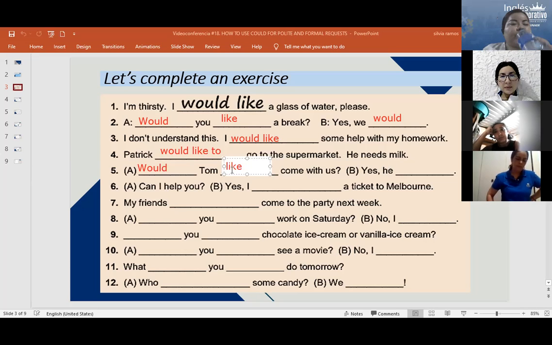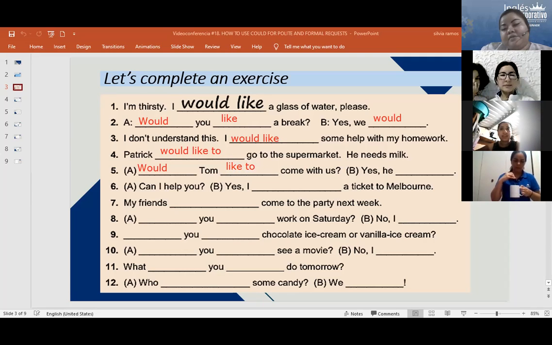¿Significa la palabra con? Es de venir. Ok, ¿y qué es venir? ¿Es un sujeto o es un verbo? Ah, verbo. Ok, what's the answer? Like to. With us. Would Tom like to come with us? Yes. Yes, he would. Right.